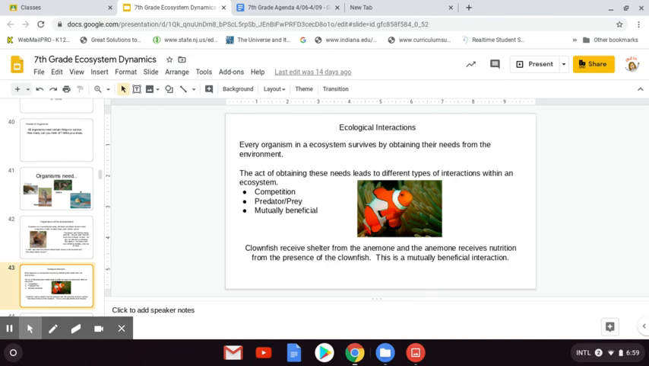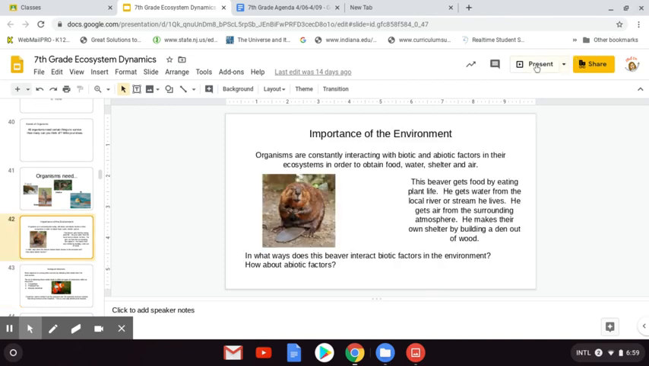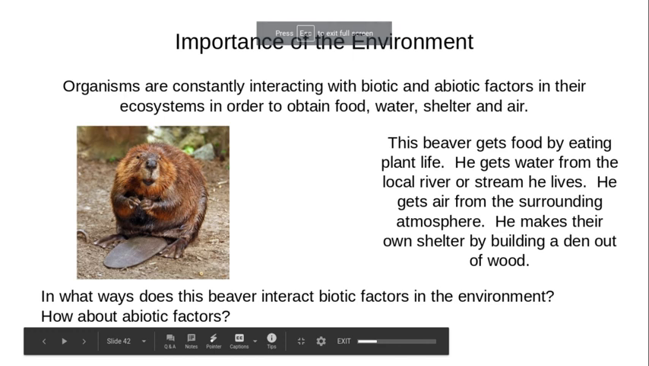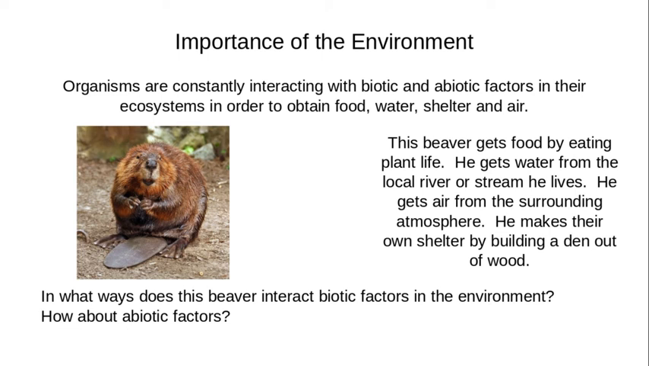And this is our last slide. The importance of the environment. Organisms are constantly interacting with the biotic and abiotic factors in their ecosystem in order to obtain food, water, shelter, and air. So, for example, this beaver gets food by eating plant life. He gets water from the local river or stream, and he gets air from the surrounding atmosphere. He makes his own shelter by building a den out of wood.